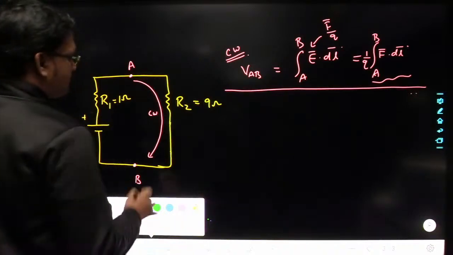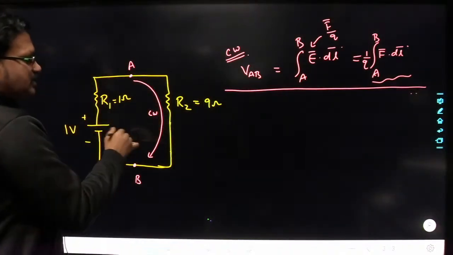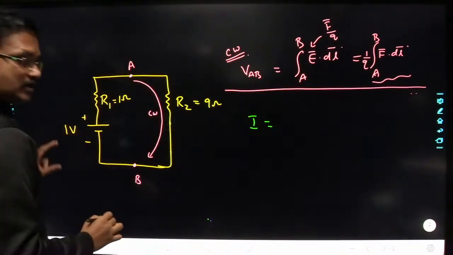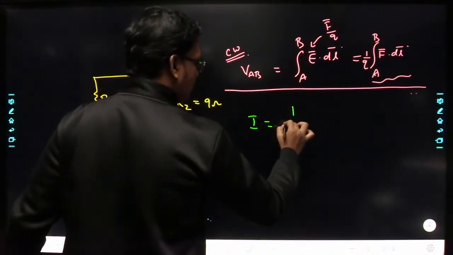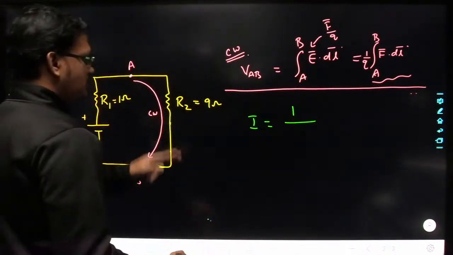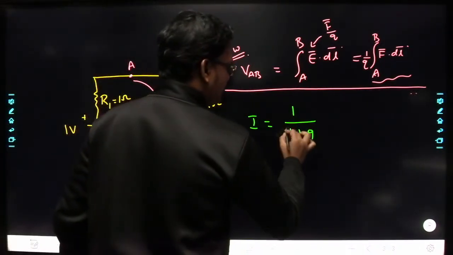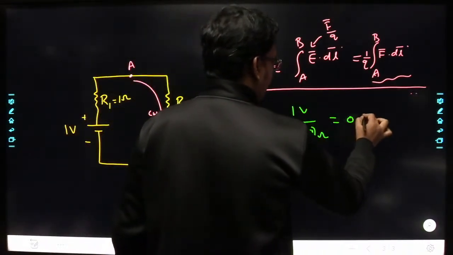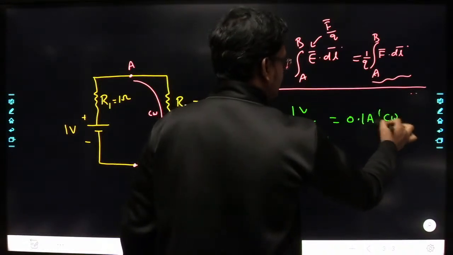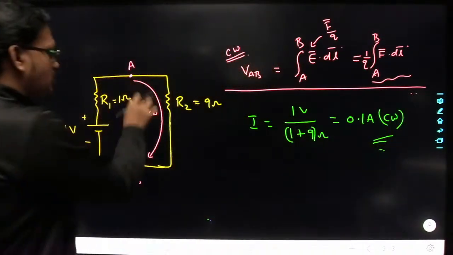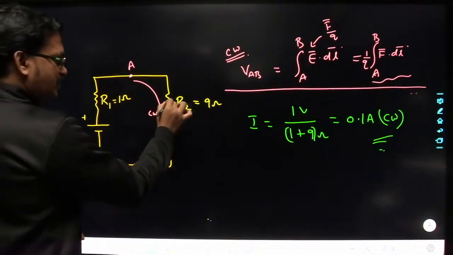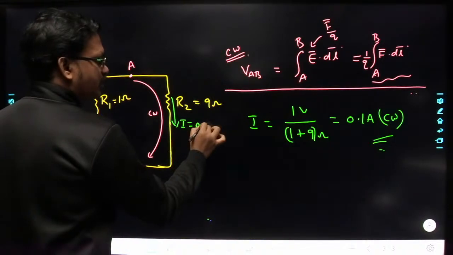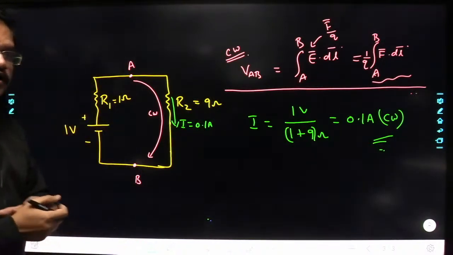So what is the current flowing in this circuit? I is equal to the total voltage, 1 volt, divided by R1 plus R2, that is 1 plus 9 ohm. So that is 0.1 amperes. It is flowing in the clockwise direction. So the current I is equal to 0.1 ampere.